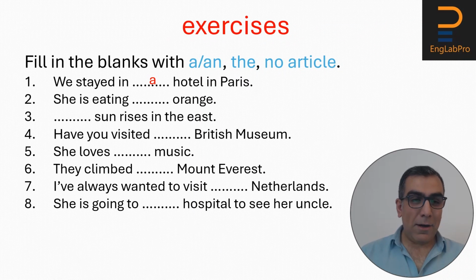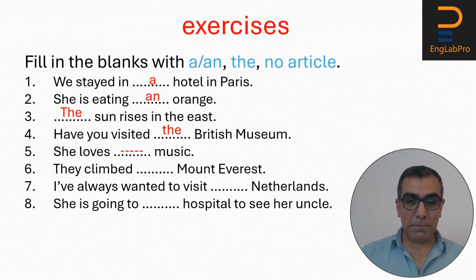She's eating an orange. Which orange? We don't know which orange. So we say she's eating an orange, an indefinite article. The sun rises in the east. The sun. If you remember, we mentioned that when there is only one thing of something in the world, we use the. Have you visited the British Museum? The British Museum. For museums, we use the.